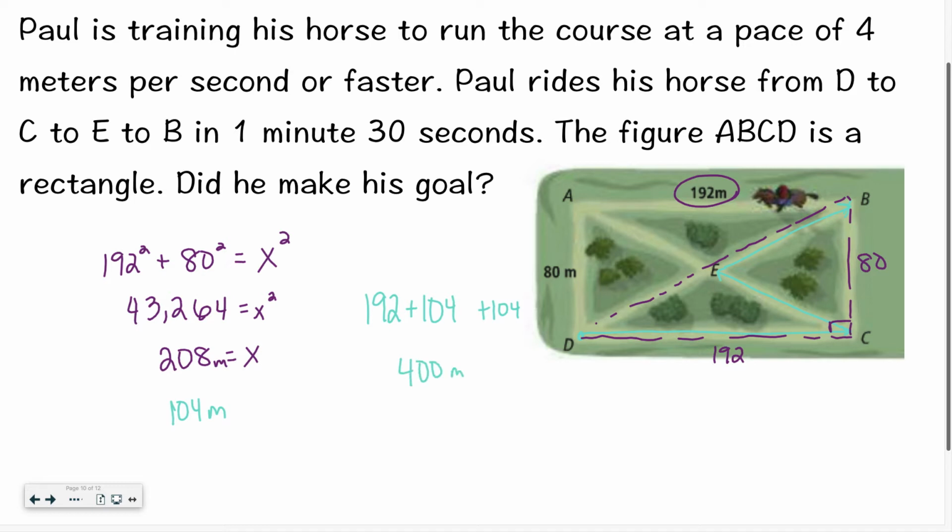And if I divide 400 meters by the time, which is 1 minute and 30 seconds, which I'm going to convert to just seconds because he trained his horse in meters per second. So I'm going to do 400 divided by 90, because a minute and a half is 90 seconds. And if I do that, I have 4.4, and that 4 is repeating, meters per second. So that means that yes, Paul met his goal because he wanted his horse to run at least 4 meters per second.